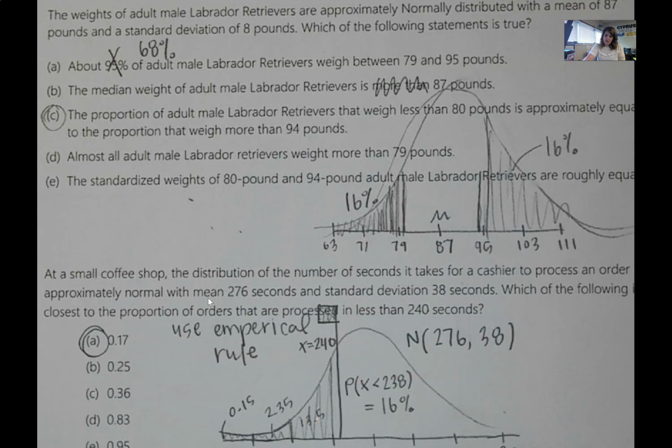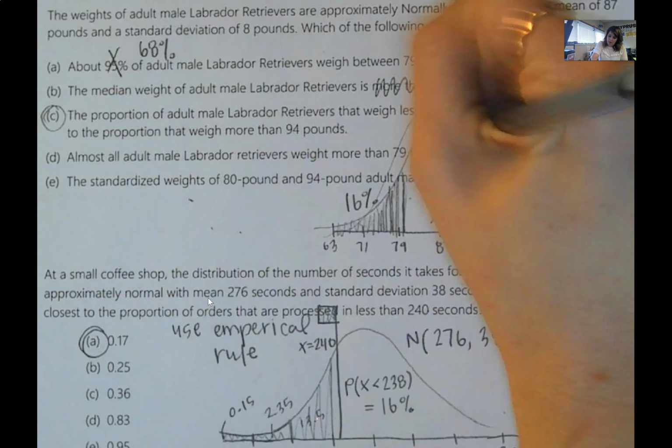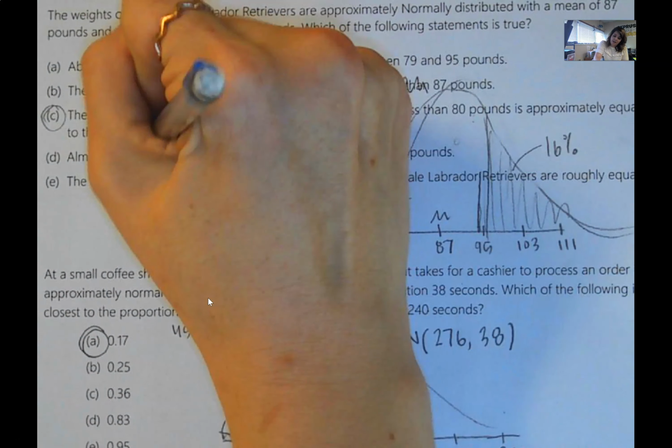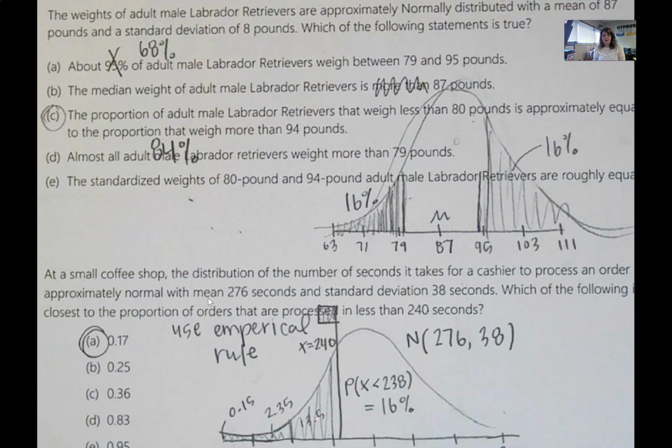Almost all adult male Labrador Retrievers weigh more than 79 pounds. No, not almost all. Only 84% weigh more. That's not enough to say almost all. Almost all is like 99, 98.